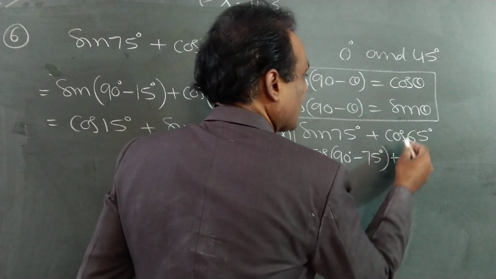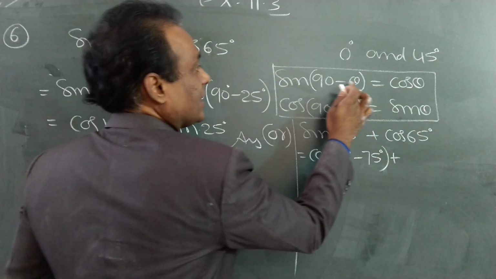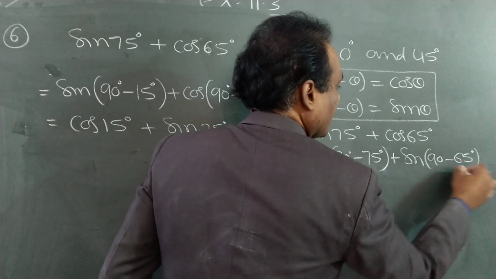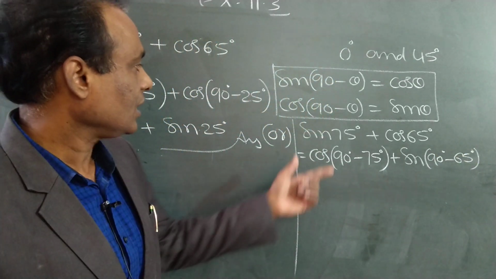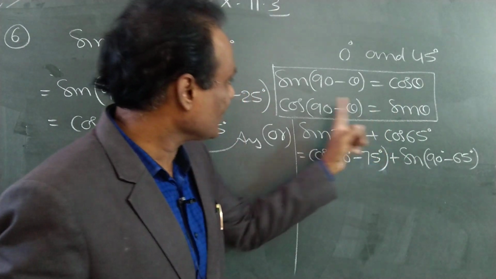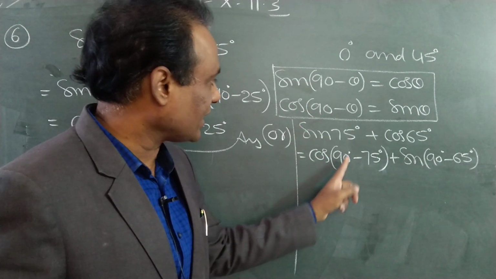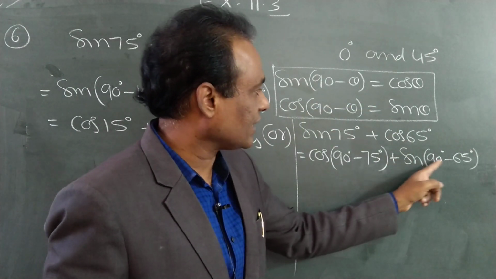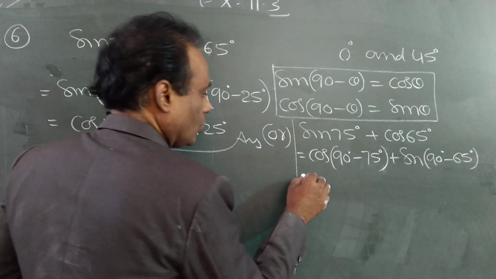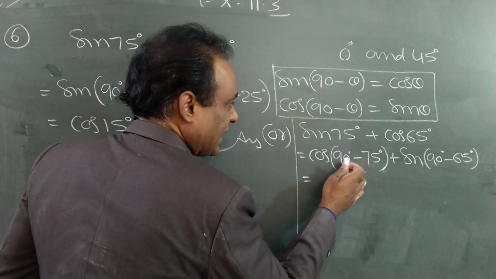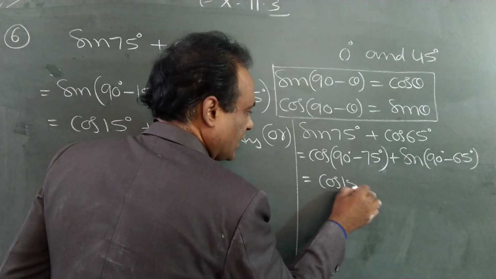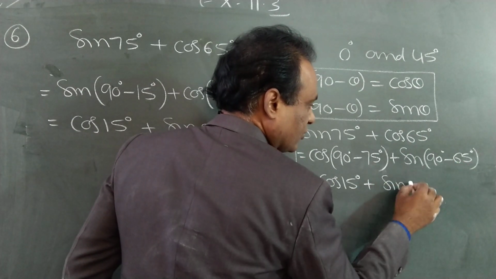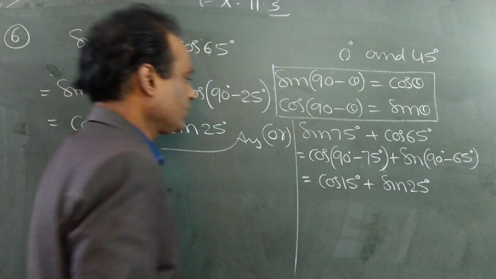In the same way, cos theta is equal to sin 90 minus theta, where 90 minus theta is 65. See here, sin theta is equal to cos 90 minus theta, and cos theta is equal to sin 90 minus theta. So 90 minus 75 is 15, and 90 minus 65 is 25. Same answer.